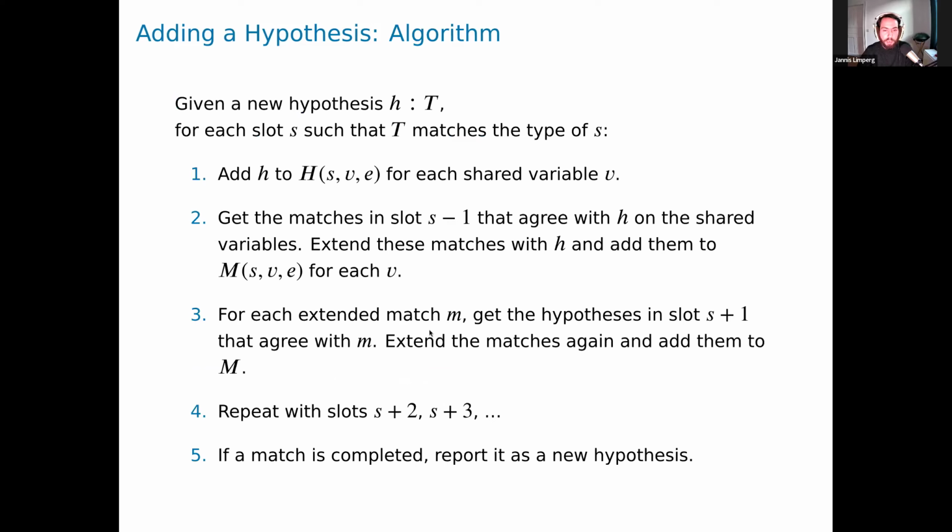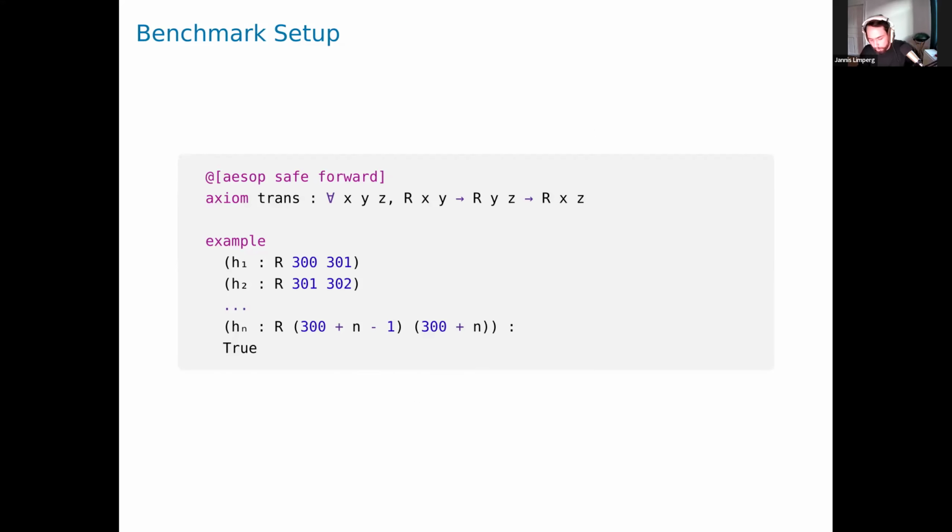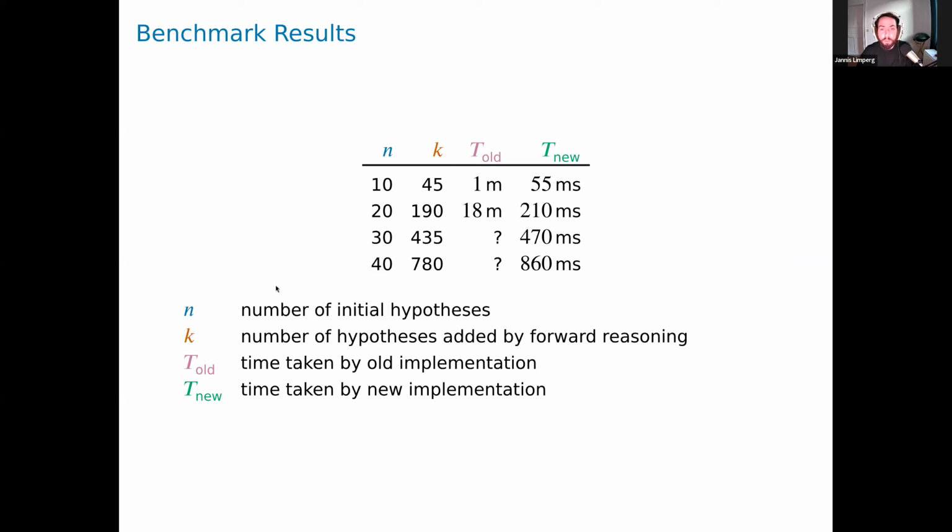Okay, here's the kind of entire algorithm. I'll skip this for time reasons, but I just added it for viewing later. And now the question, of course, is does this actually work? Like, is it actually more efficient? And the answer is that at least on this specific example, it is vastly more efficient. So here's a little benchmark that we set up. It's the same as before, but we add n instead of just 3 of these hypotheses that continue the transitivity chain. And here are the results of doing this.